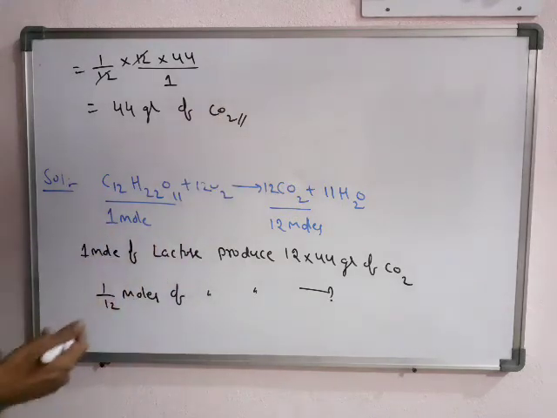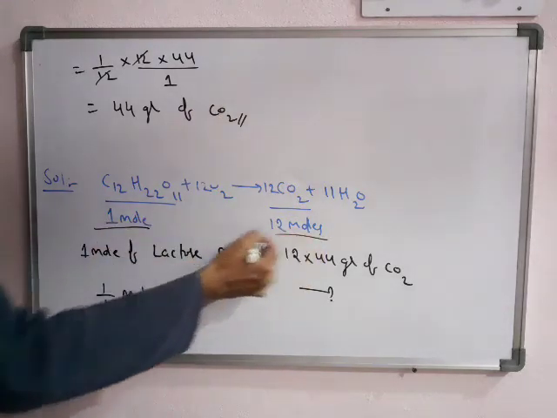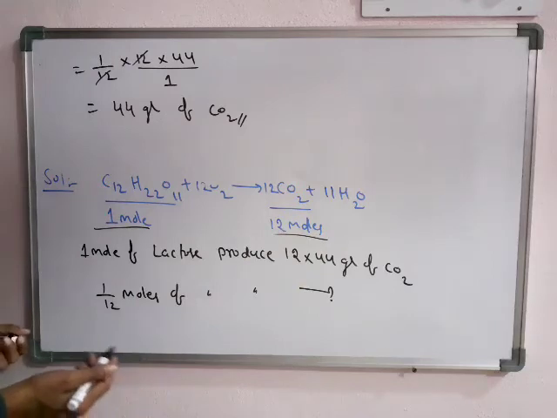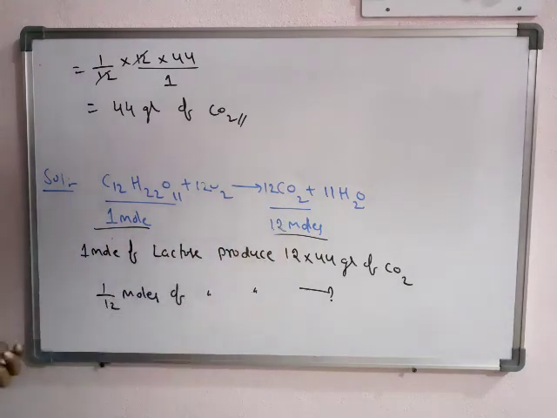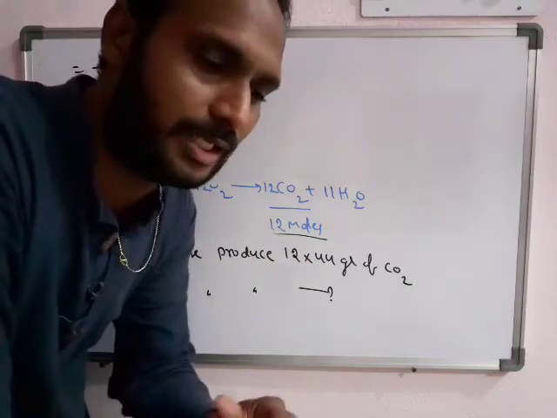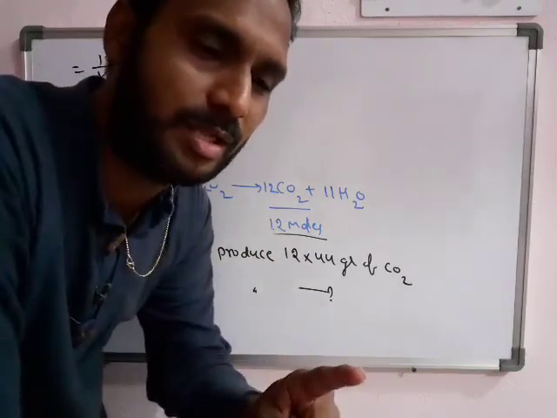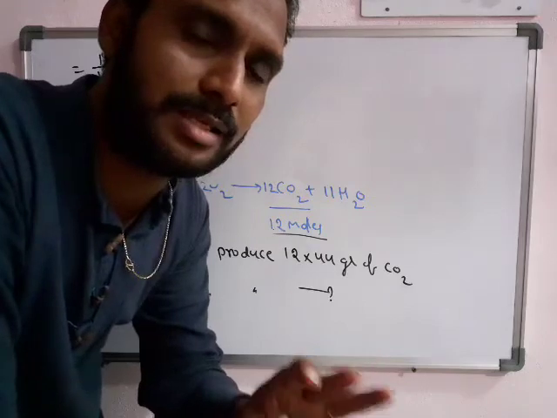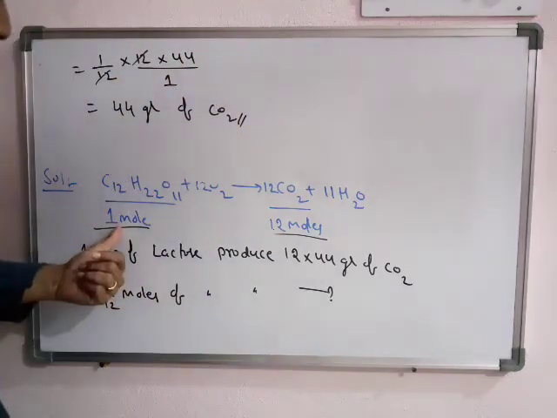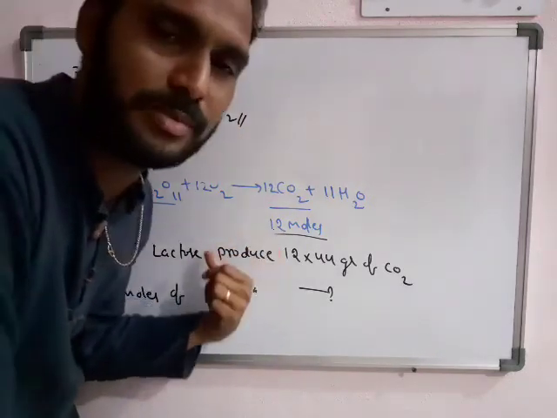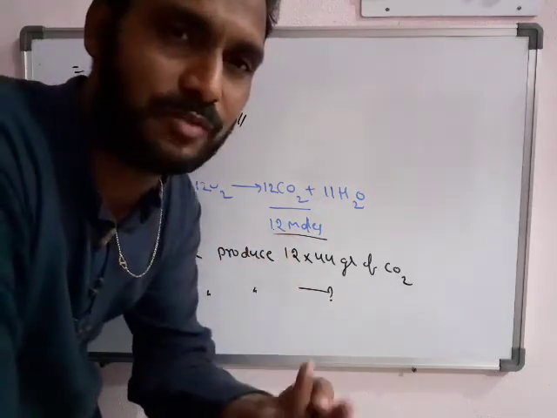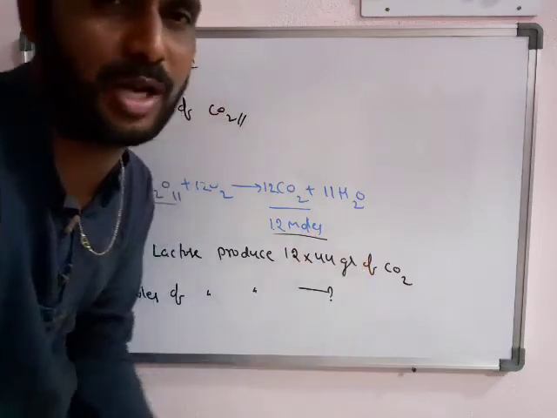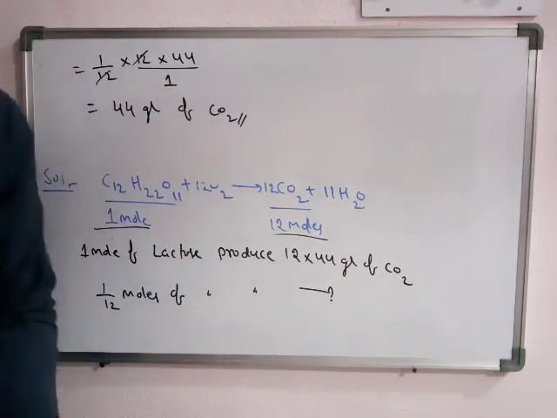Directly also we can say it is in the ratio of 1:12. With practice we are able to do the calculations directly. 1 mole releases 12 moles. 1 by 12 moles releases 12 by 12, which means 1 mole. 1 mole of carbon dioxide, with molecular weight 44, is 44 grams.